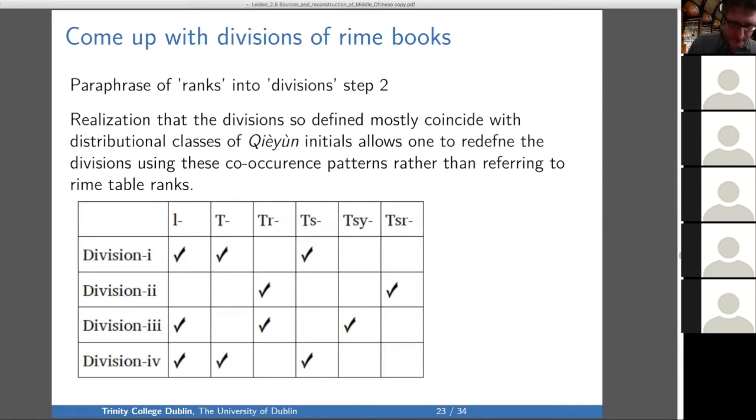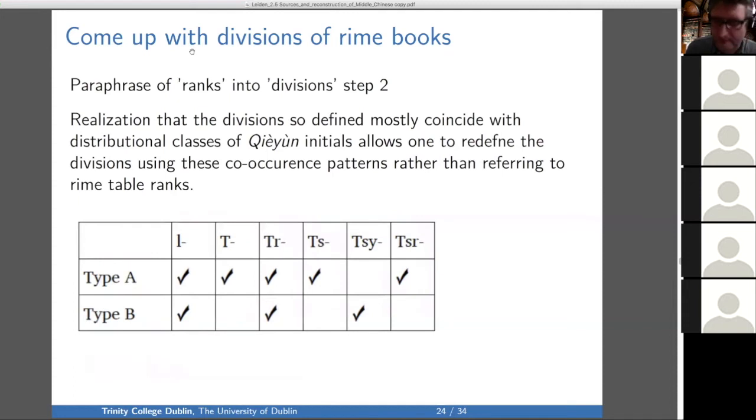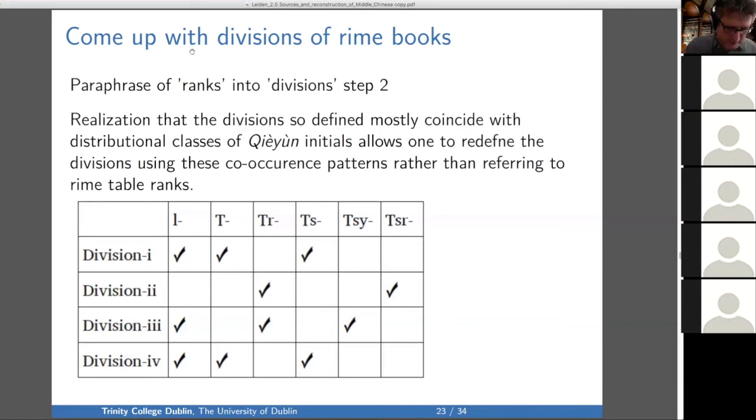With an exception, however, which is you notice that the dentals and the affricates cannot be, or the divisions, yeah, here's how to put it. Division one and division four cannot be distinguished on the grounds of co-occurrence classes with different initials. So that means that we can forget about the distinction between division one and four, and say that there's only three divisions, yeah? And that they are division 1/4, division 2, and division 3.